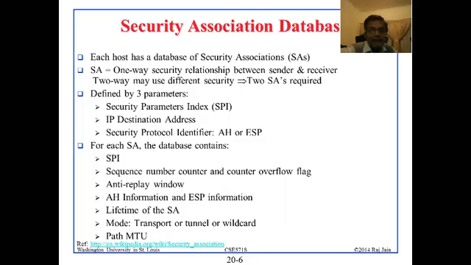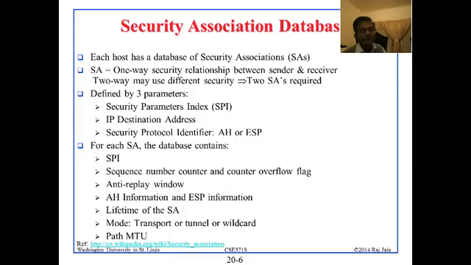AH information and ESP information. So there is some information required for each of those two options, AH and ESP. And lifetime of the SA, how old the SA is. And then mode, which is transport or tunnel or wildcard. And again, these transport and tunnel will be explained in the next few slides.